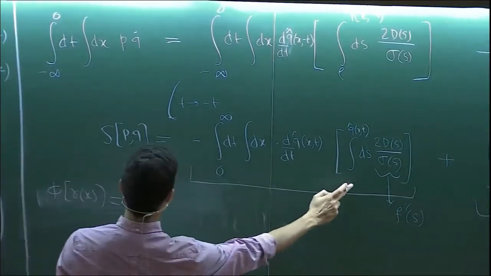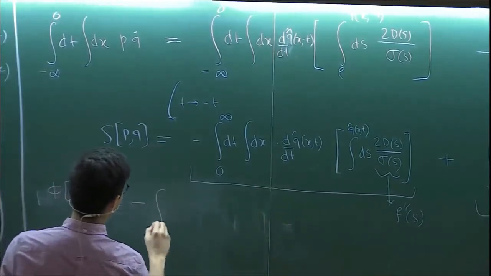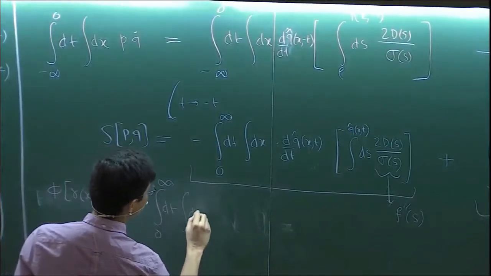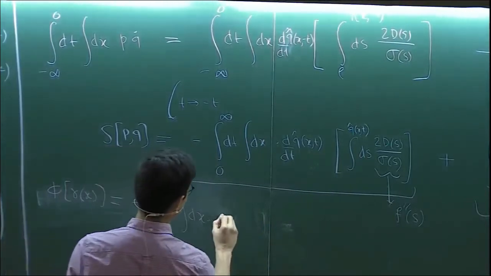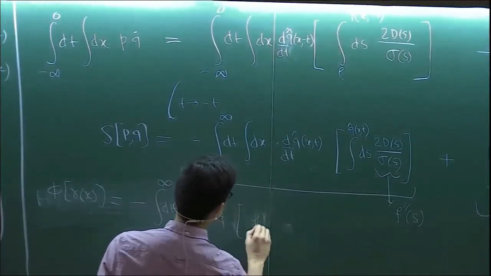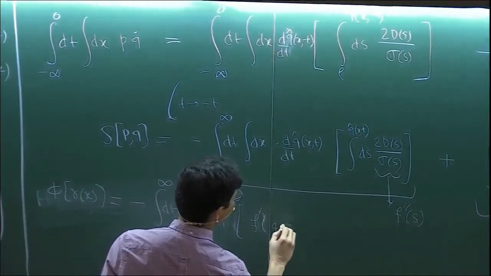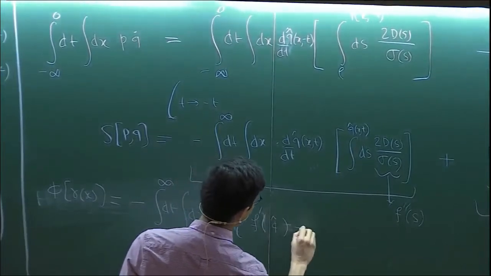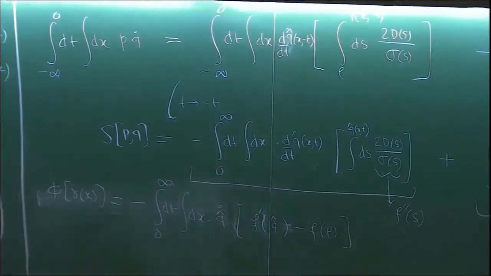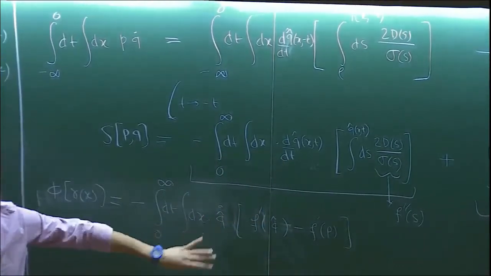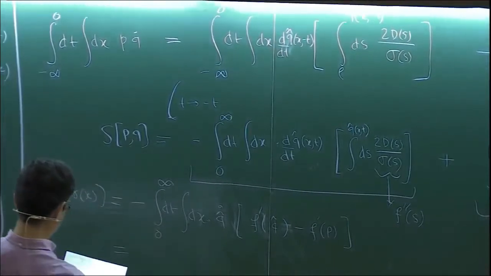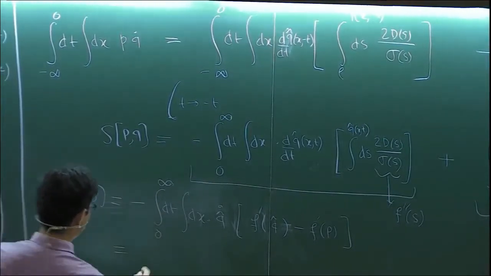So if I write it in this way, then it simply becomes dt from 0 to infinity dx, then q hat dot. If I do this integration, this is simply f prime of q hat minus f prime of rho. Let's do this integration. It's very simple. I did this again yesterday, and it will give us the result that we have obtained before.